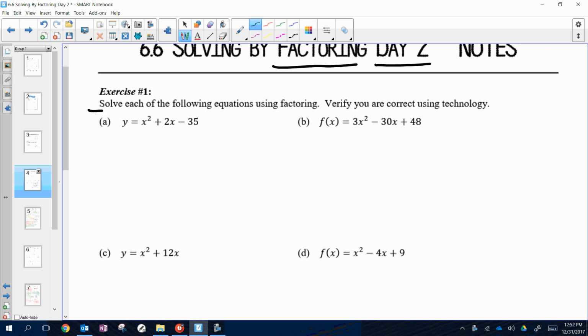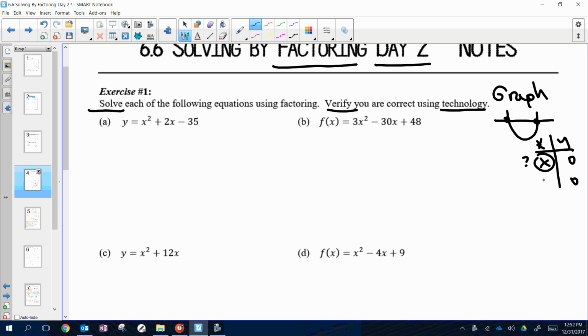So you're going to solve each of these equations by factoring, and then you're going to verify using technology, which means you could look at a graph and see where the zeros are, make sure you're right, and you could also look at a table, and make sure you're looking for the places where x, whatever that x value is, gives you the 0 in the table. So let's just get right into this.